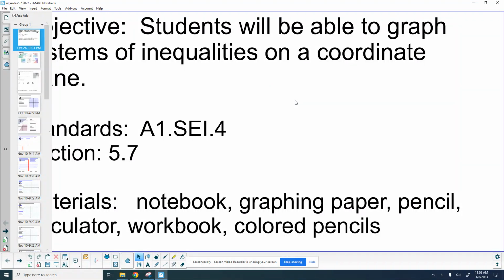I'm going to cover 5.7, which is graphing systems of inequalities on a coordinate plane. It also covers whether a point is a solution, yes or no, from a picture and from a point. And then we'll be graphing a single inequality and then graphing both inequalities.